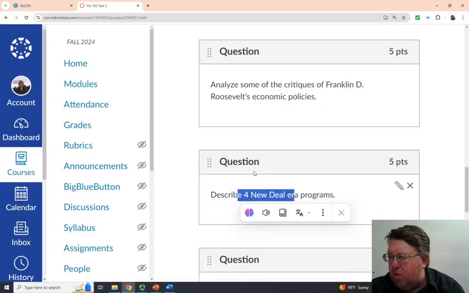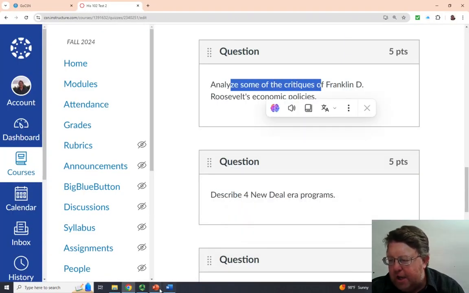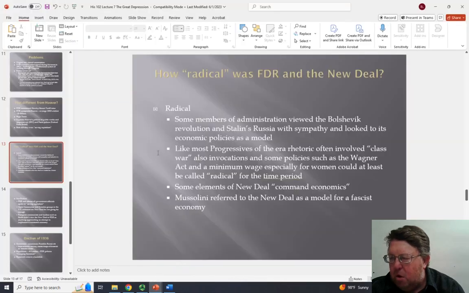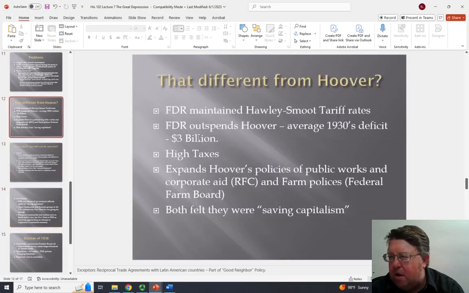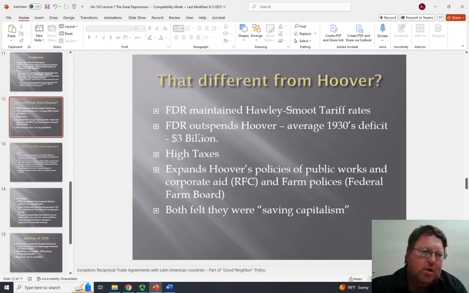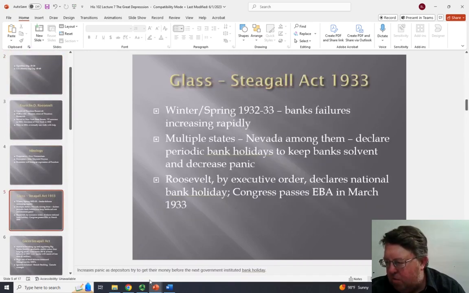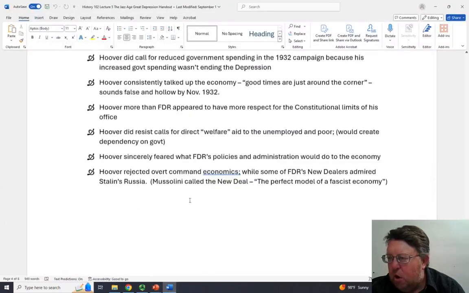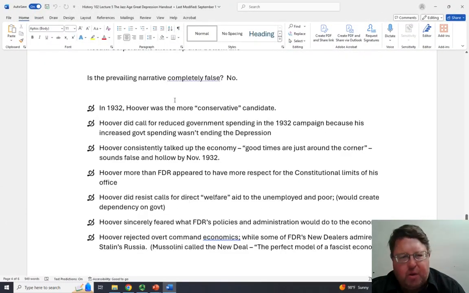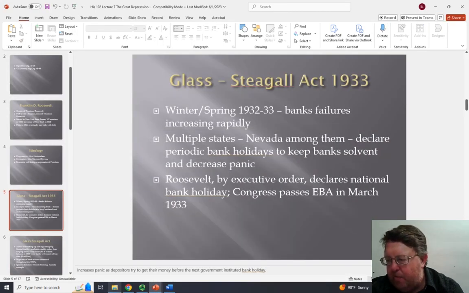Let's see here. So, analyze critiques of Hoover's policies. Like I said, that would be this slide, that slide, and then you'd go back and talk about this too, right? Was he really that different from Hoover? No. Right. Were there some differences? Yeah, we went over them, right? There are some differences, right? On the handout, is the prevailing narrative completely false? No. They are different. You're right. But there's a lot of similarities too, and so we want to make sure we recognize that.